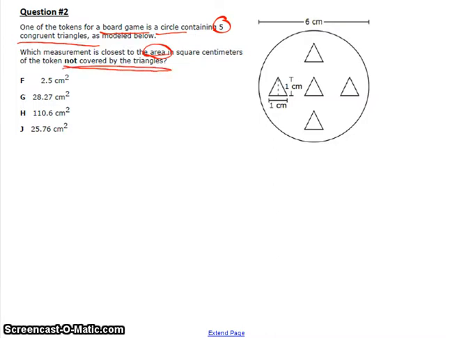So I want the area of the circle. Again, I have a composite shape, so I need to decompose it. I have a circle, and I have triangles. So pause the video and go to your formula chart so that you can get the area formulas for both of these shapes.